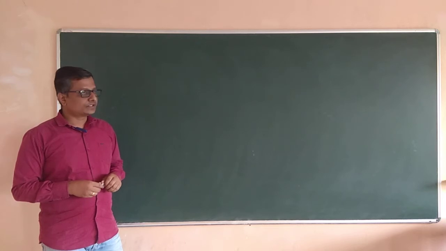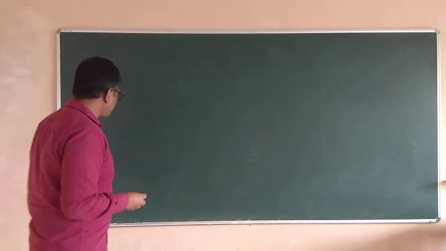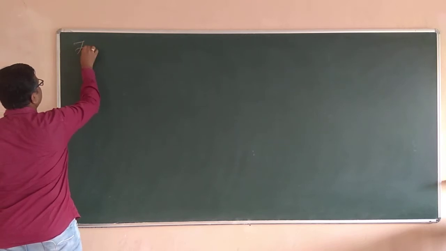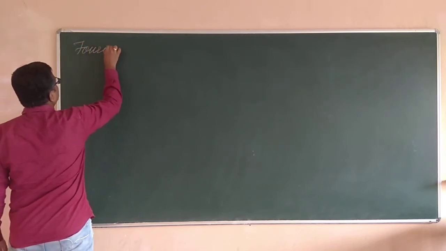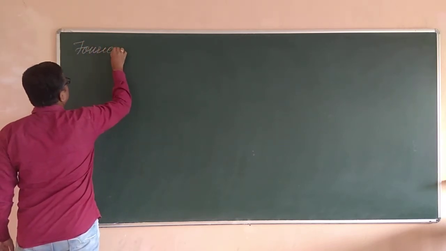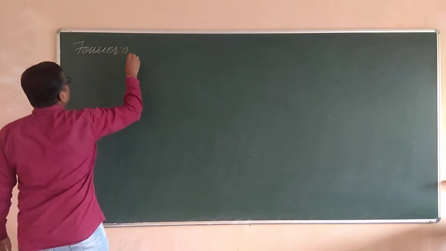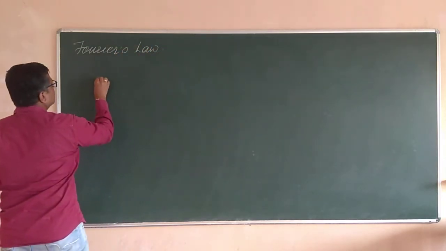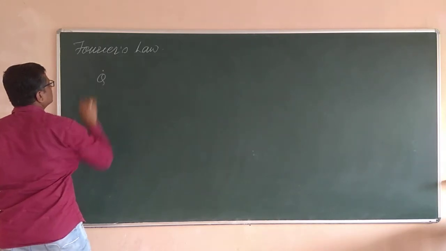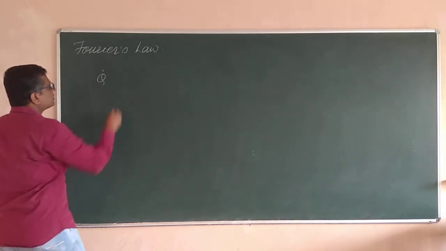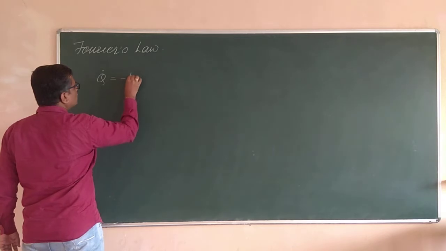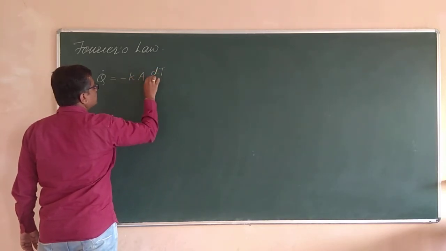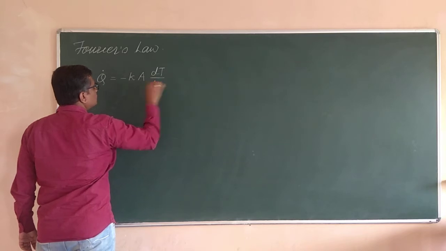So let us start. First of all, let me revise the thing. What is Fourier's law? The statement for Fourier's law is that the rate of transfer of heat per unit time is equal to minus K into A into dT by dx. This is Fourier's law.